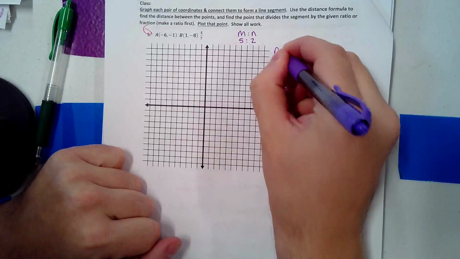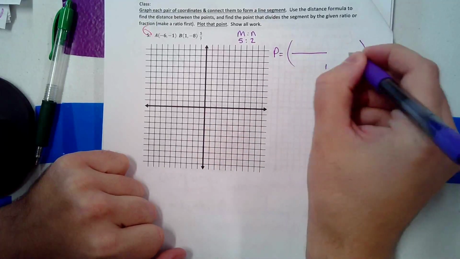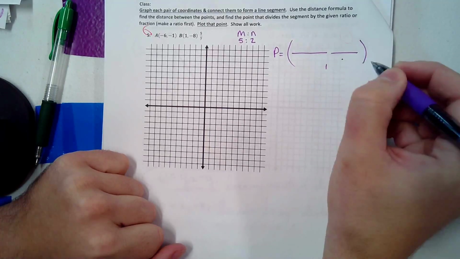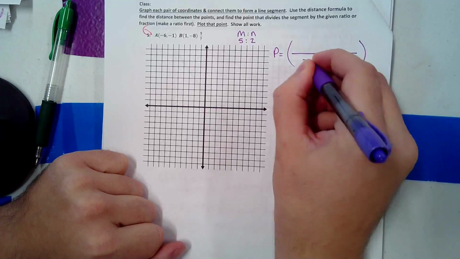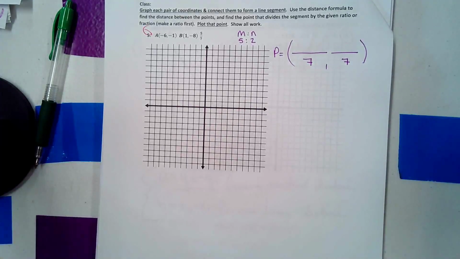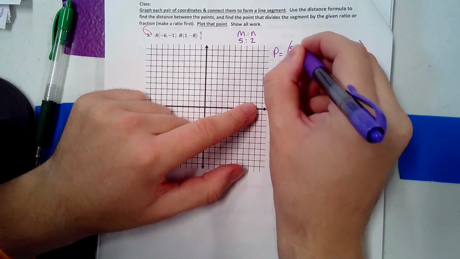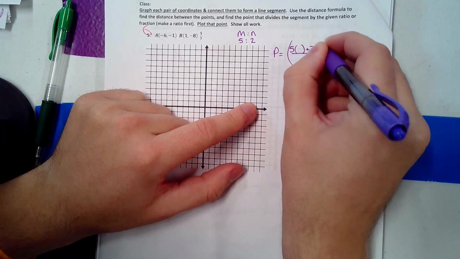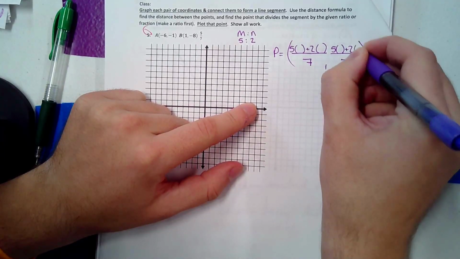So the formula is, can you guys all see this? Yes? Okay. We add them up and divide by the number of pieces. How many total pieces are we going to have? 7 total pieces. That's where that bottom number comes in. Midpoint formula, if it's 1 to 1, total number of pieces is 2, so we divide by 2. This one we're going to divide by 7. We've got 5 pieces of this x and 2 pieces of the other x. We've got 5 pieces of this y and 2 pieces of the other y.